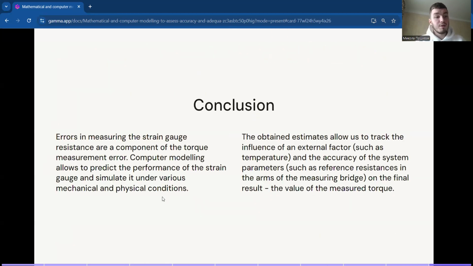Conclusion. Errors in measuring the strain gauge resistance are a component of the torque measurement error. Computer modeling allows predicting the performance of the strain gauge and simulating it under various mechanical and physical conditions. The obtained estimates allow us to track the influence of an external factor, such as temperature, and the accuracy of the system parameters, such as reference resistance in the arms of the measuring bridge, on the final results, the value of the measured torque.